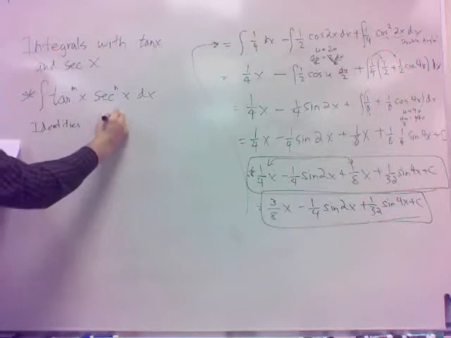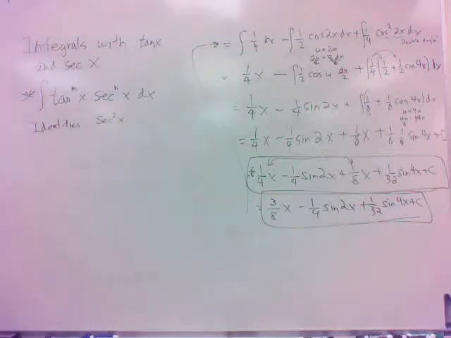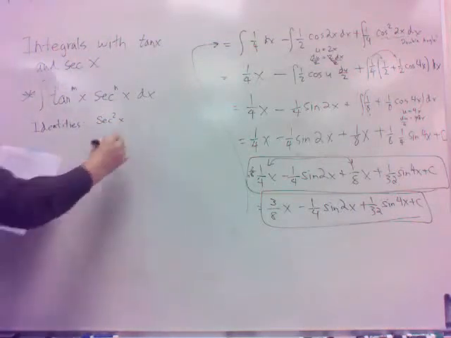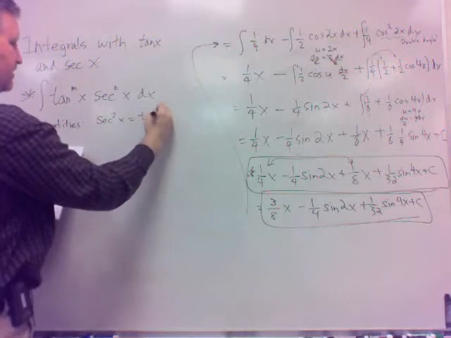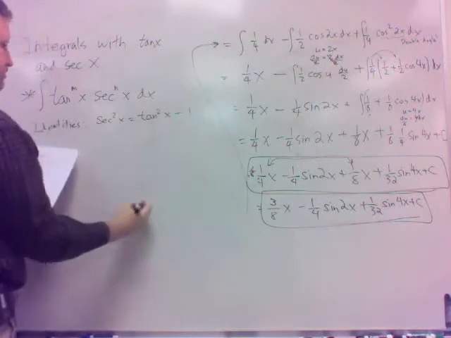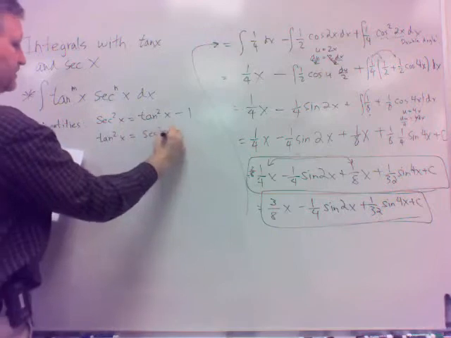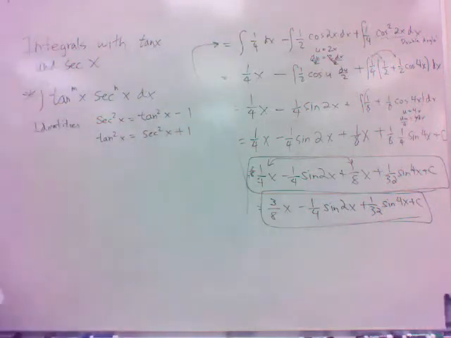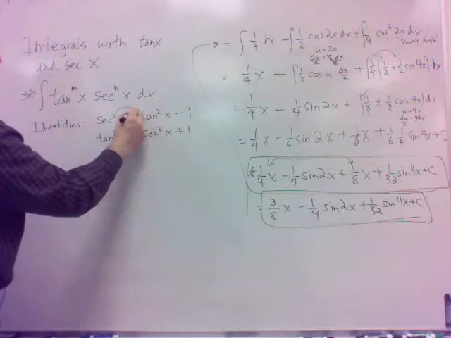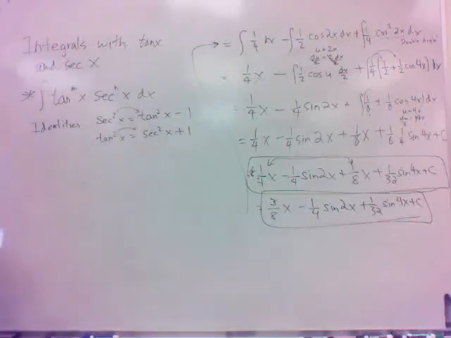Secant squared, the Pythagorean identities, come out of sine squared plus cosine squared equals one. Secant squared equals tangent squared plus 1, and tangent squared equals secant squared minus 1. Those come out of the sine squared plus cosine squared equals 1. You can get others out of those, but those are the two that we'll use. So we're going to replace secant squared sometimes by tangent squared plus 1, and tangent squared sometimes by secant squared minus 1.